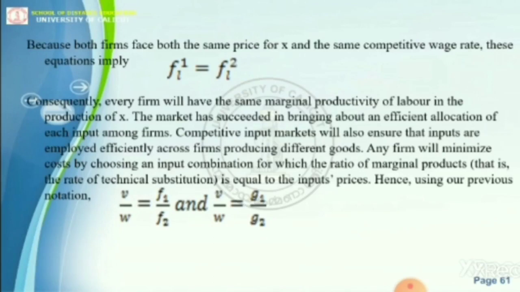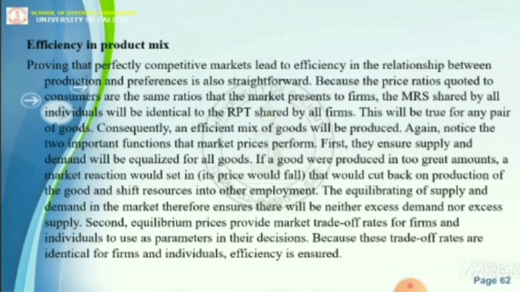The market has succeeded in bringing about an efficient allocation of each input among firms. Competitive input markets will also ensure that inputs are employed efficiently across firms producing different goods. Any firm will minimize cost by choosing an input combination for which the ratio of marginal products, that is the rate of technical substitution, is equal to the input prices. Hence, using our previous notation, V by W is equal to F1 by F2 and V by W is equal to G1 by G2. Okay, so the efficiency in the product mix.